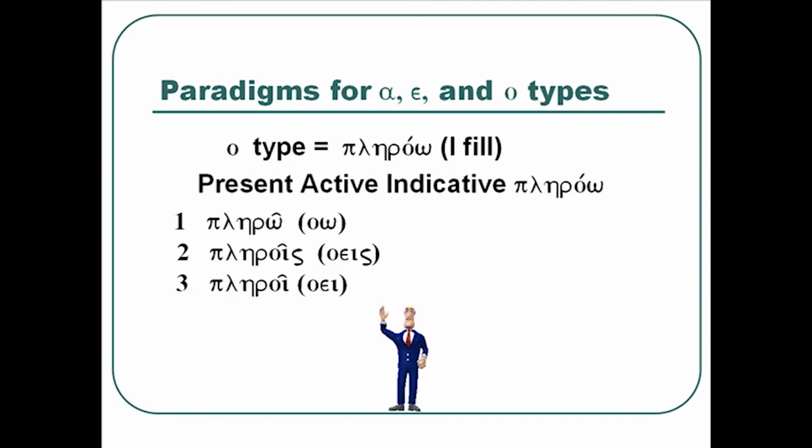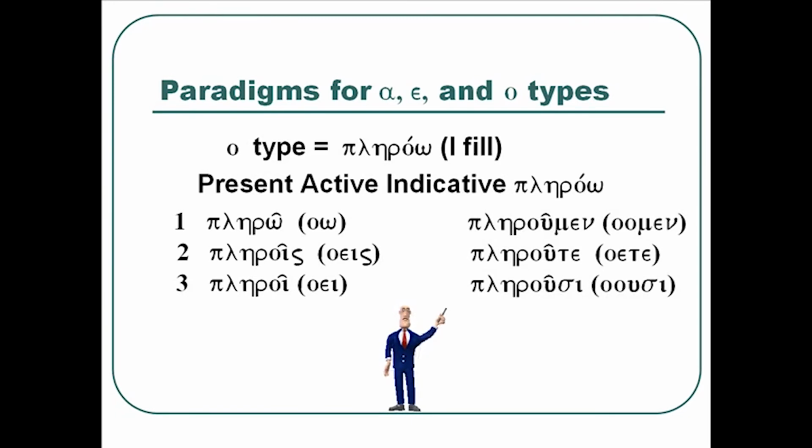Third person singular, he, she, it fills, is pleroi. Again, you've got the omicron and the epsilon iota colliding, resulting in that favored oi, with the circumflex, of course. Then the first person plural, you've got plerumen. You've got the double omicron going to an u. We fill. Second person plural, you plural fill. You've got plerute. It's the oe again. And you've got the u diphthong with the circumflex staying.